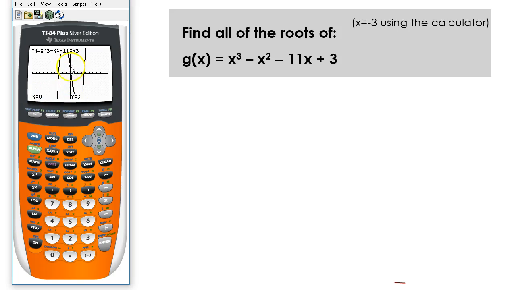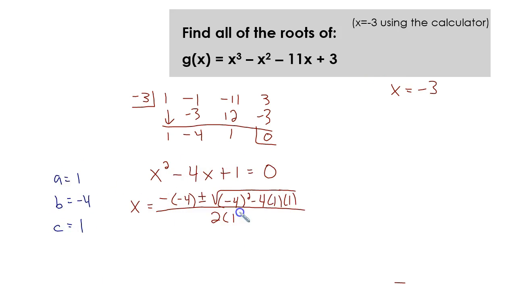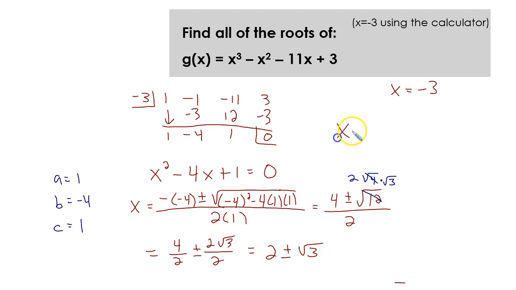So this ends up being somewhere between 0 and 1, and it looks like this one over here is somewhere between 3 and 4. So I know that -3 is good, but I don't know about the other two. So I'm just going to use -3, and I got that from my calculator. So our final solutions are -3, 2 plus √3, and 2 minus √3.